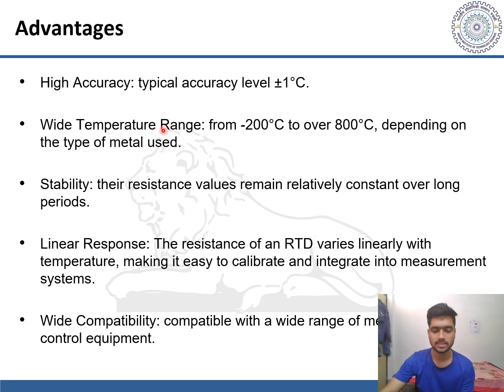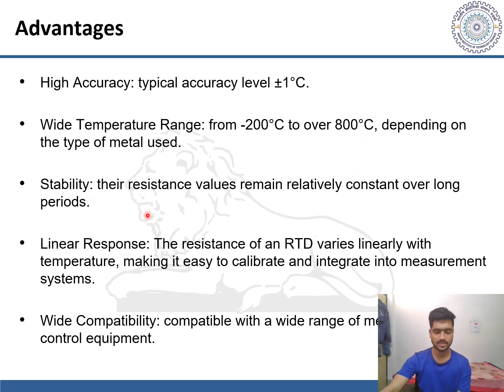Following are some advantages of RTDs. It is highly accurate. Its accuracy level is plus minus 1 degree Celsius, but in the linear range of the metal used. Its wide temperature range, as we have seen, platinum can measure temperature from minus 200 degrees Celsius to over 800 degrees Celsius, but the other metals do not have this much range.